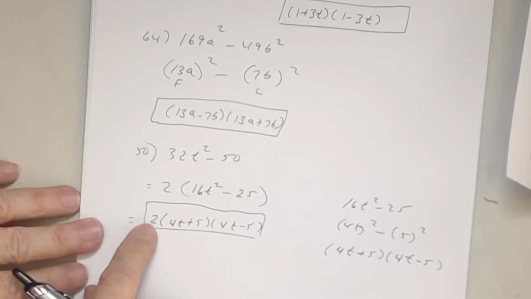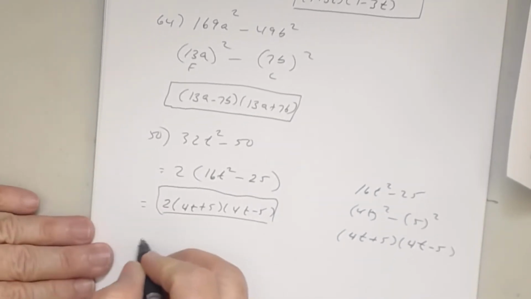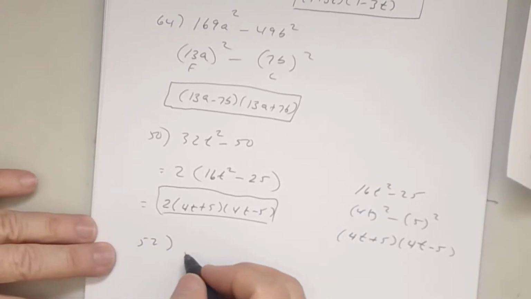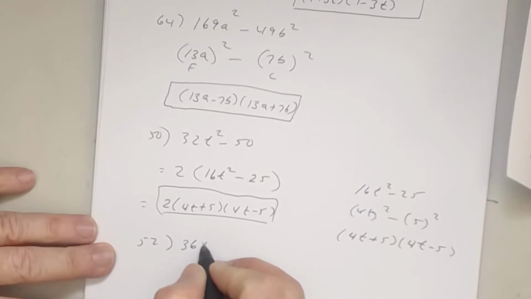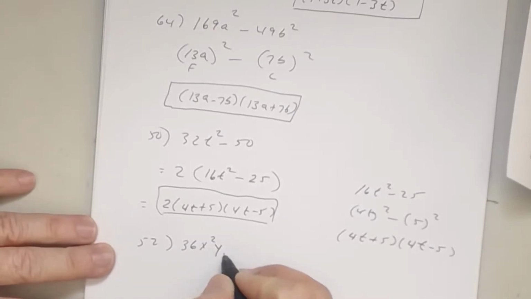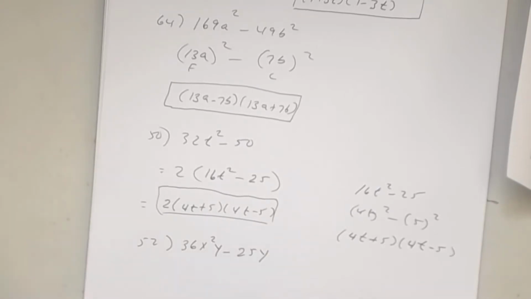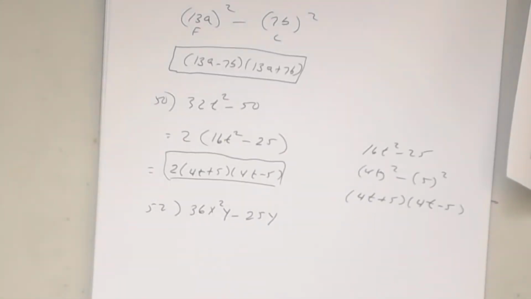All right, let's look at 52. You have 36x squared y minus 25y. It's not a difficult section. It's fairly easy. You just have to remember your steps.